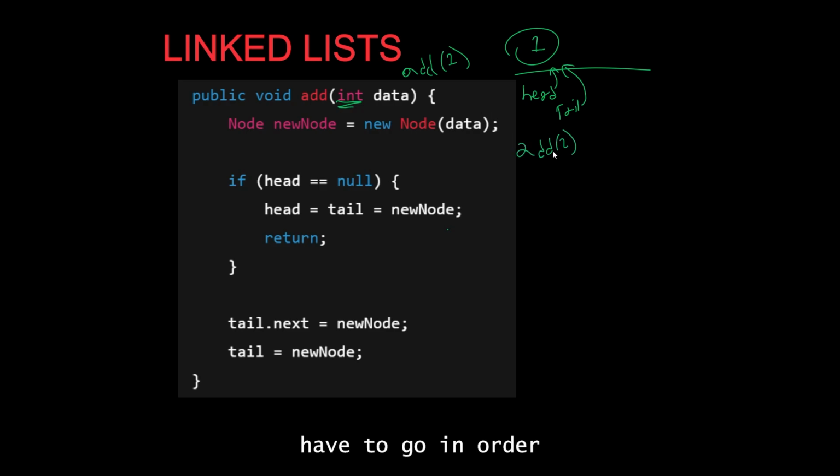Now of course you don't have to go in order or anything. That's just the way I want to do it. Now you create a new node 2, but it's not connected right now. Then we check if the head is null. Well, head is pointing to 1. 1 exists. It's not null.